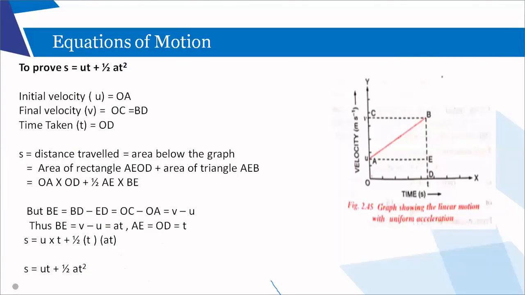So now I replace everything. Again I come to this equation, S equals OA into OD plus half into AE into BE. So S equals U, since OA is U, and OD is T, plus half. Instead of AE, I write T, and instead of BE, I write AT, because I have proved that BE equals AT. So S is equal to U multiplied by T, which is UT, plus half A into T, so AT square. So I got the equation S equals UT plus half AT square.